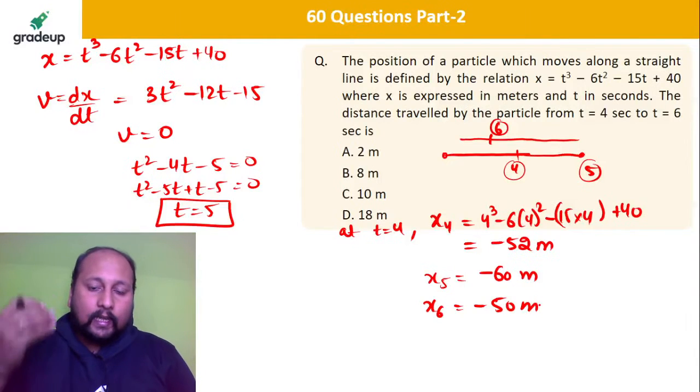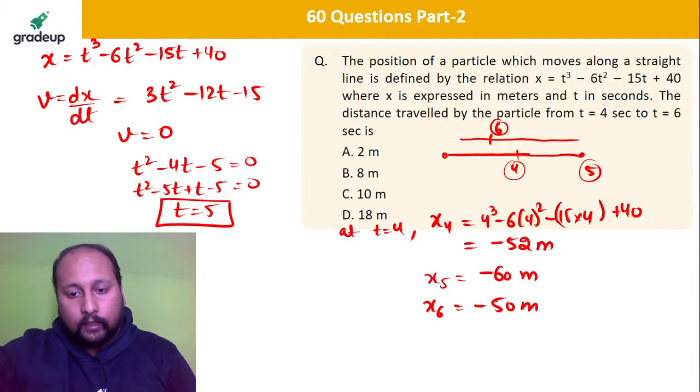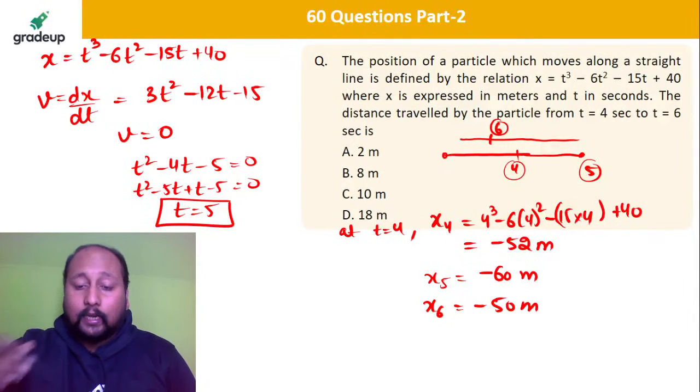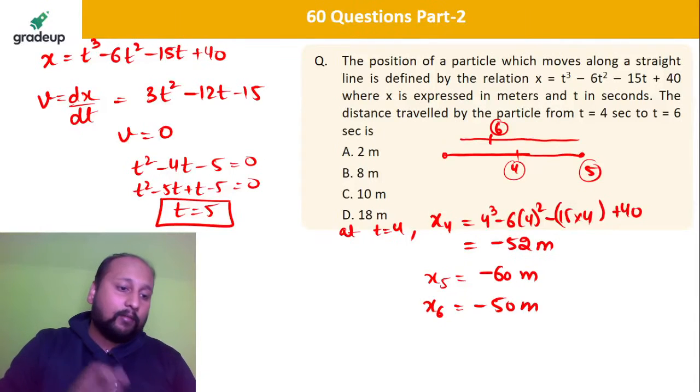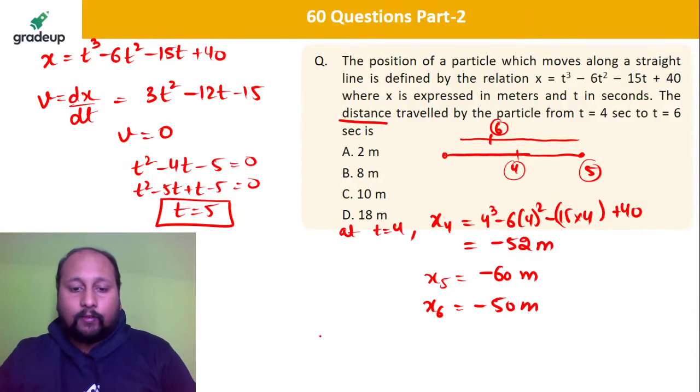Okay, so at 4 seconds it is traveling from 0 to 52 meter. After 5 seconds the body is at minus 60 meter, and after 6 seconds the body is at minus 50 meter. So you have to calculate what is the distance traveled. It is not displacement, it is distance.